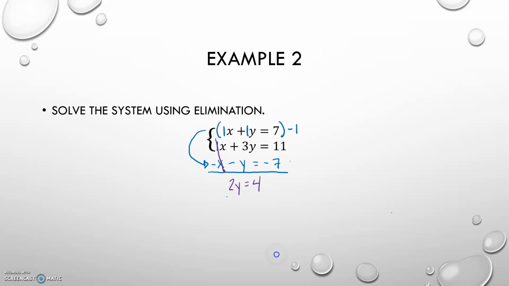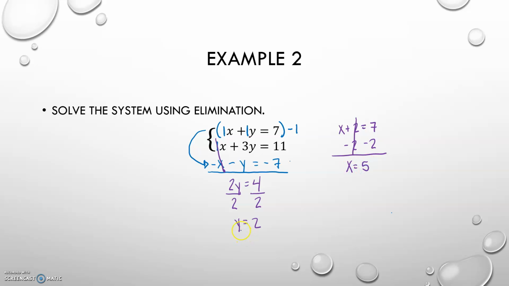So solving for that, I would divide both sides by 2, and I would get y equals 2. Picking one of my two equations to solve, I'm going to get x plus 2 equals 7. Oops, sorry, 7. When I subtract 2 from both sides, I'm going to get x equals 5.